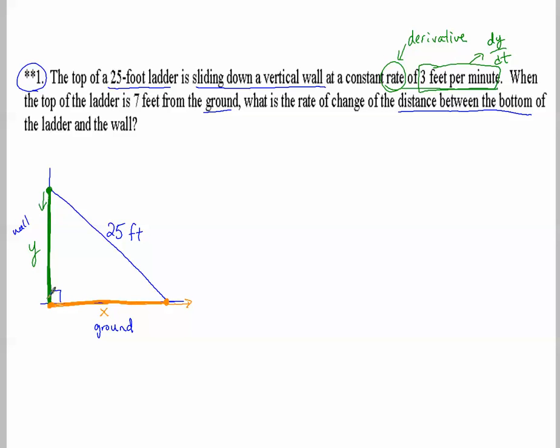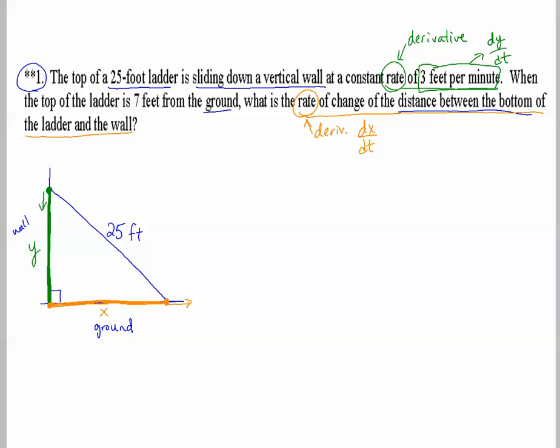Now, I see another rate later on, the rate of change of the distance between the bottom of the ladder and the wall. Well, again, rate, so again, derivative. This time the derivative of the distance between the bottom of the ladder and the wall. So it's the rate of change of x, or dx/dt. Remember, it's all changing with respect to time.